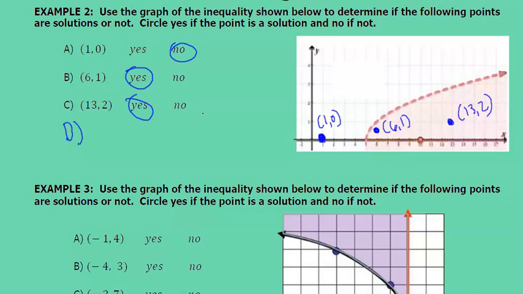Now let's do a D, and say that we had 5, 0. This one would be a no, since it's on a dashed line. If it's on a solid line, it would be a yes. If it's on a dashed line, it would be a no.